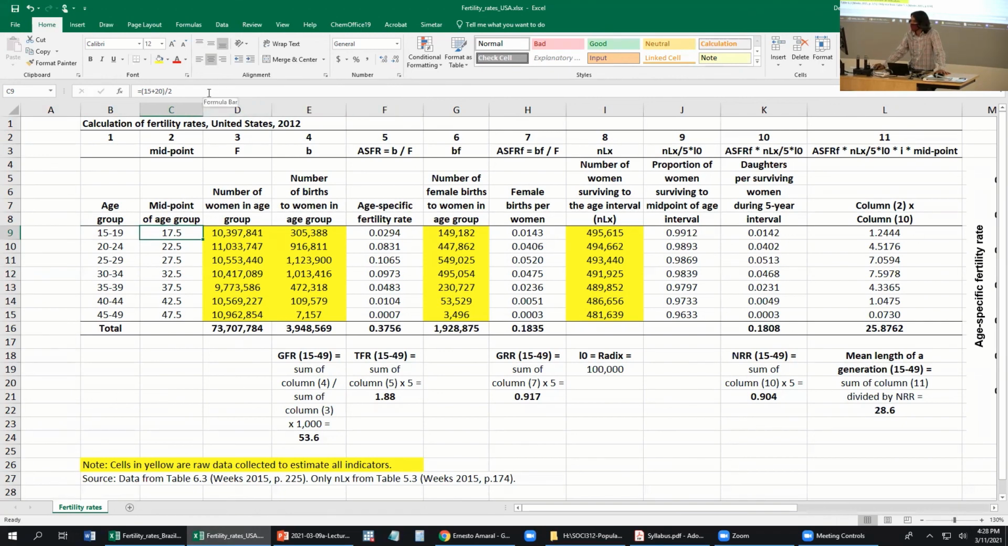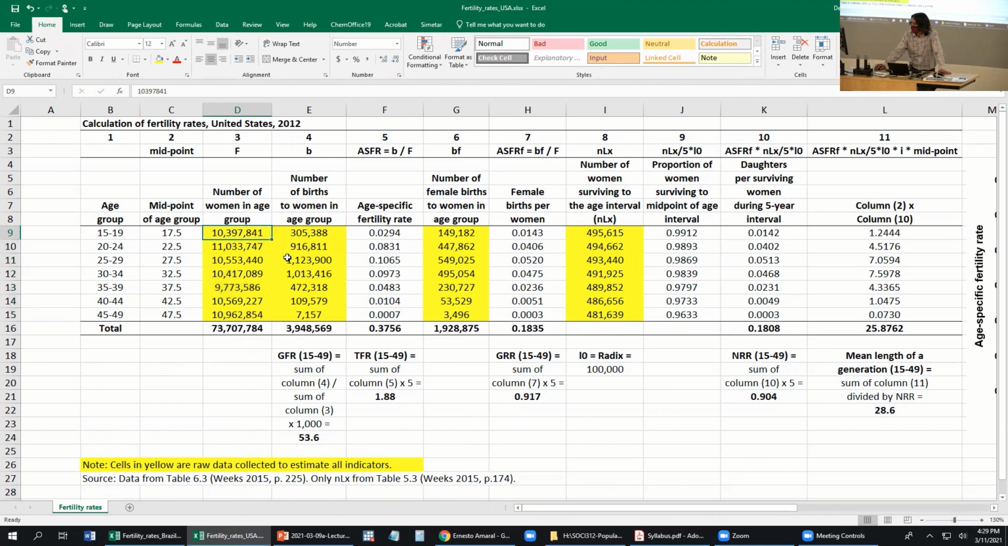So you pretty much just get the beginning of the interval from here, the beginning of the next one divided by 2. And you do the same here, 20 plus 25 divided by 2, and so on. 25, 30 divided by 2. That's the midpoint of the age group. It's always the same for these age groups here. The data that I highlight in yellow are cells that I got from other sources. In this specific case here, I got data from this textbook.